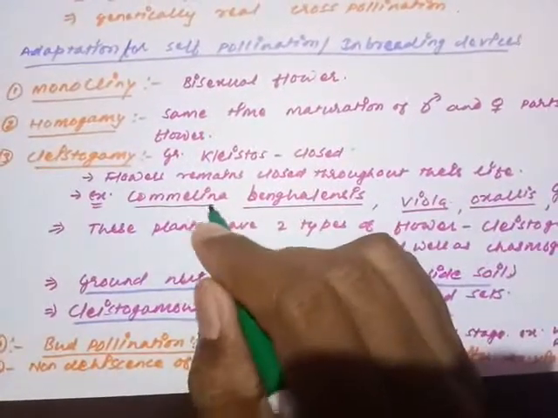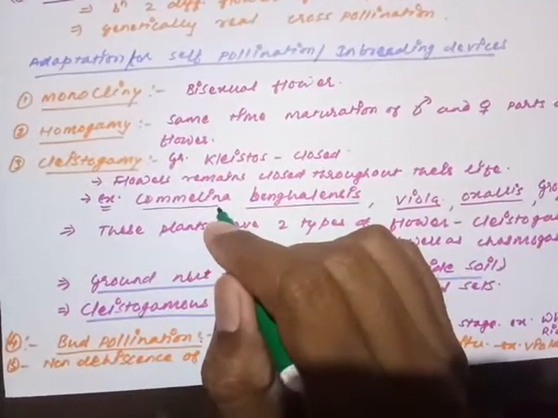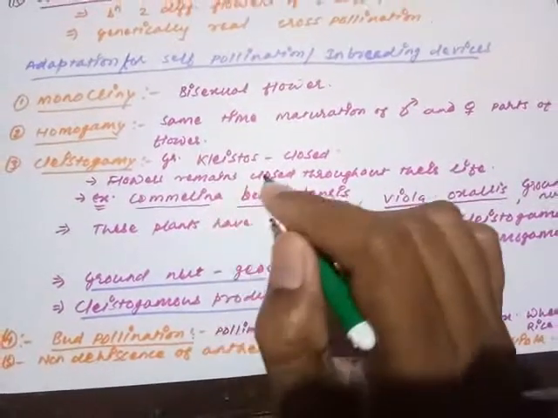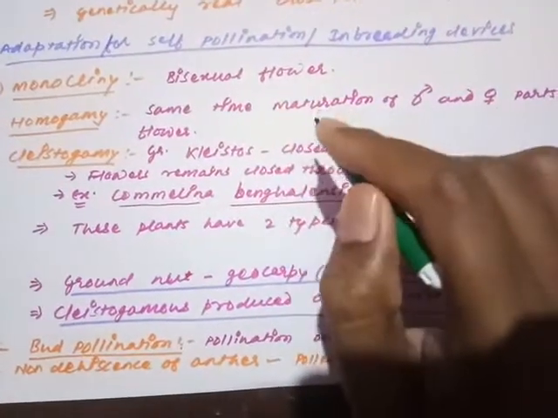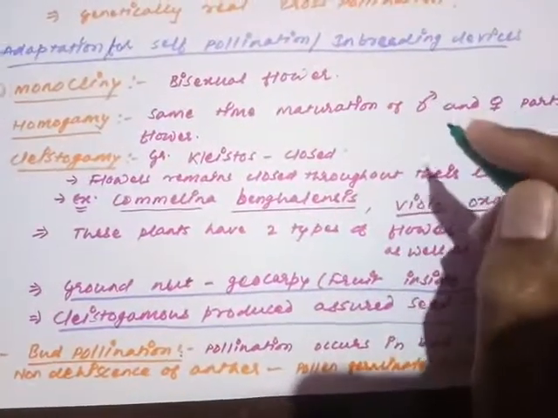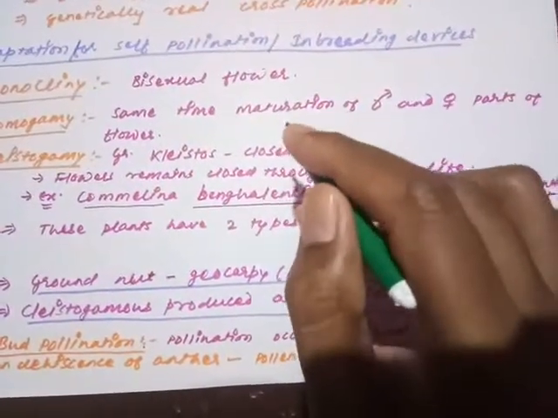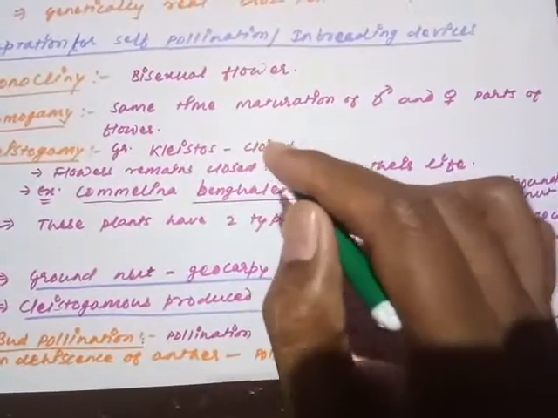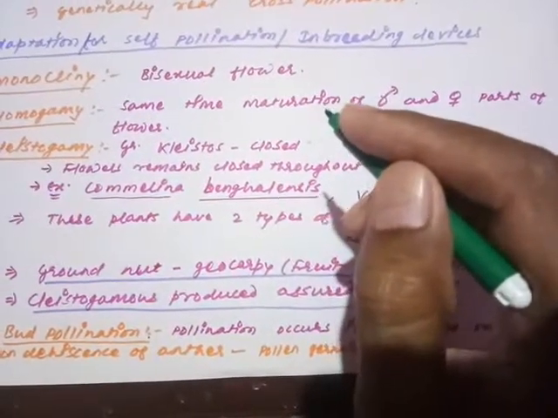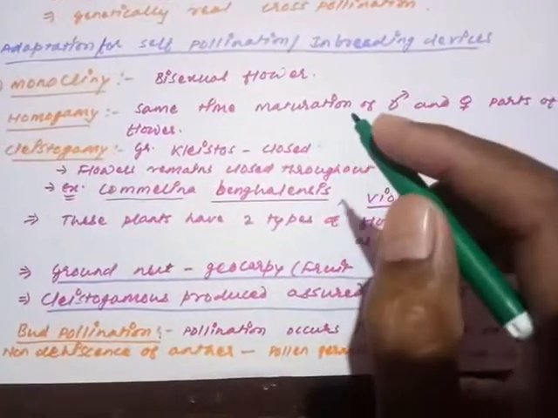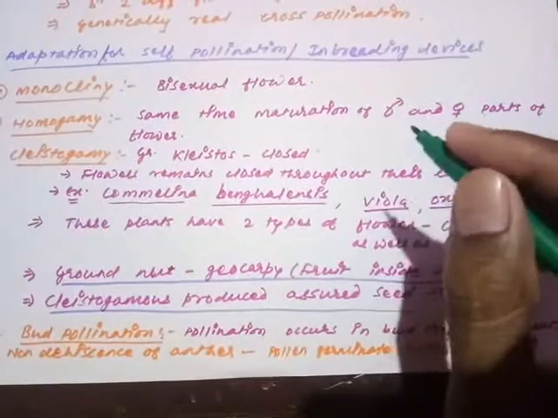The next type of adaptation by which plants ensure self pollination is called homogamy. Homogamy is an event where both male and female reproductive structures, meaning stamen and pistil, mature at the same time in the flower. Are you getting my point? When both stamen and pistil mature at the same time in a flower, it is called homogamy. What is homogamy? Maturation of both male and female reproductive parts in a flower at the same time is called homogamy.